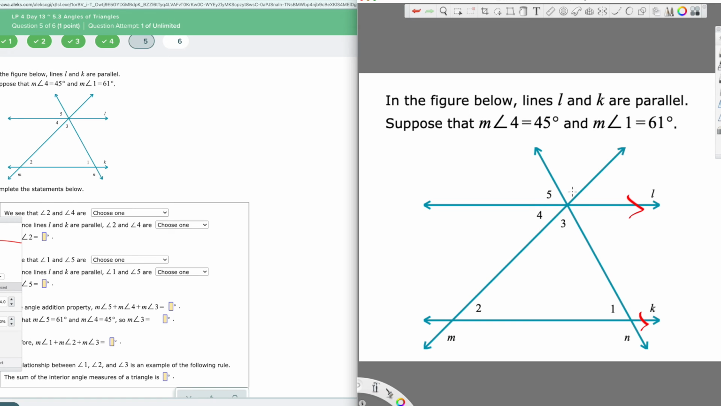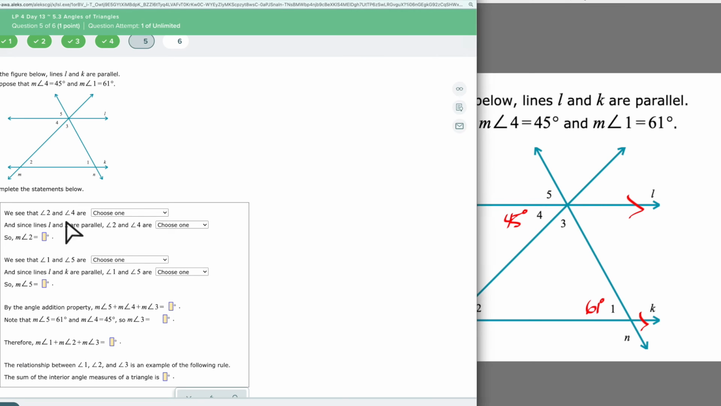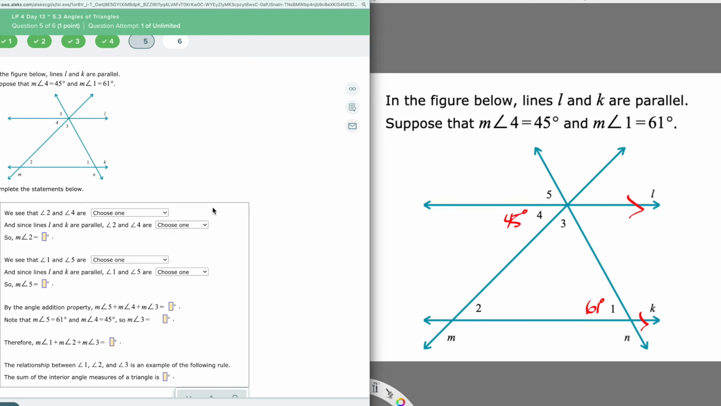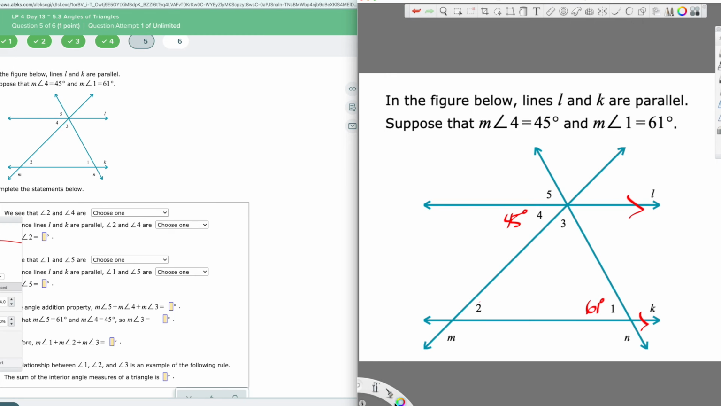Suppose that angle 4 is 45 degrees, and angle 1 is 61 degrees. So now we're going to fill out this piece over here based on the information they just gave us. So let's scooch this over a little bit so I can see more of the diagram. So angle 2 and 4, I'm going to change this up to pink. We have angle 2 and 4 are somehow related here, and we have this drop-down menu that we can choose from. If these are the parallel lines, then this is interior, and the exterior would be up here and down here. Okay, so we have interior and exterior.